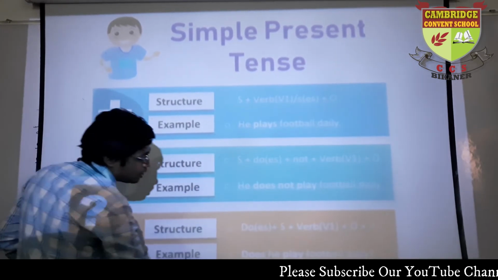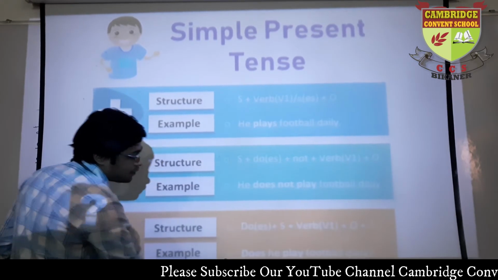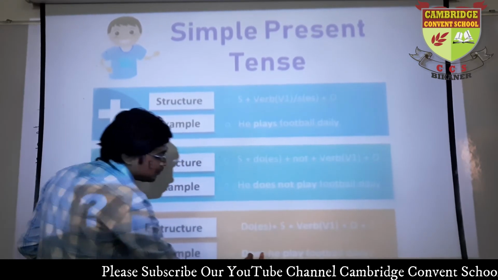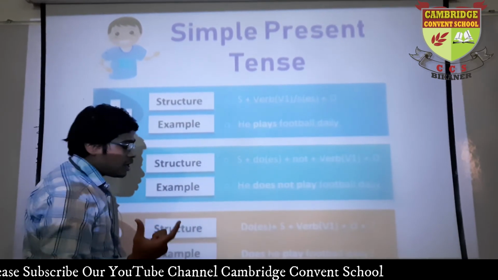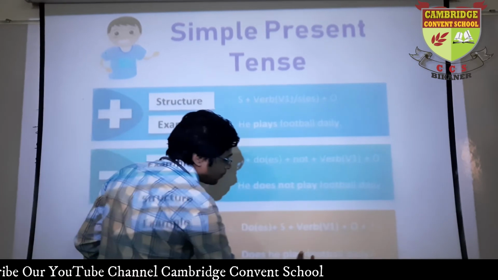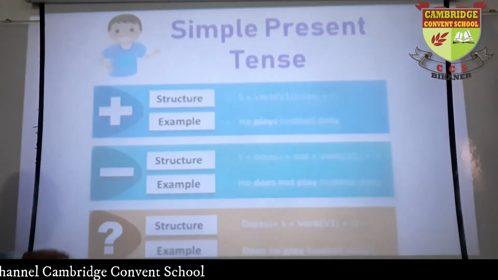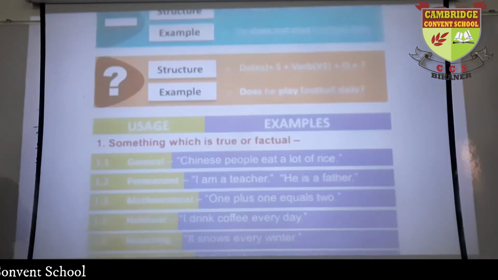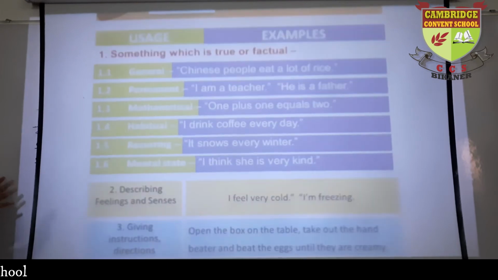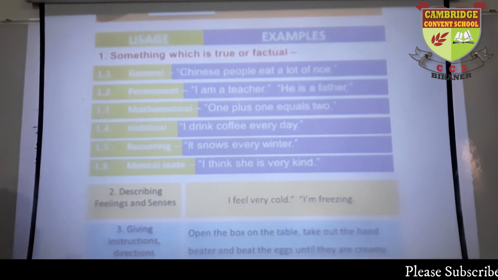Here we put the helping verb does at the start of the sentence. After it we use the subject. After it we use the main verb play in the same form. After it we use the object. This is the interrogative structure of the present simple tense. So let's discuss the uses and examples again.